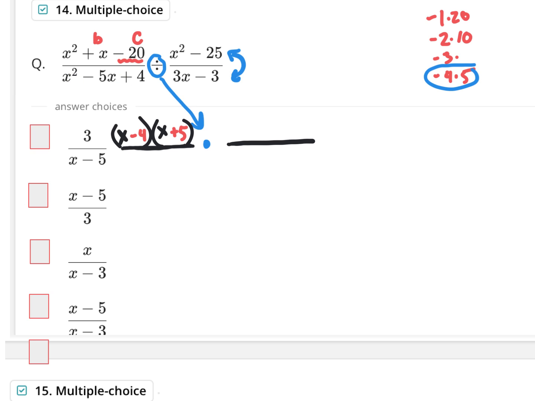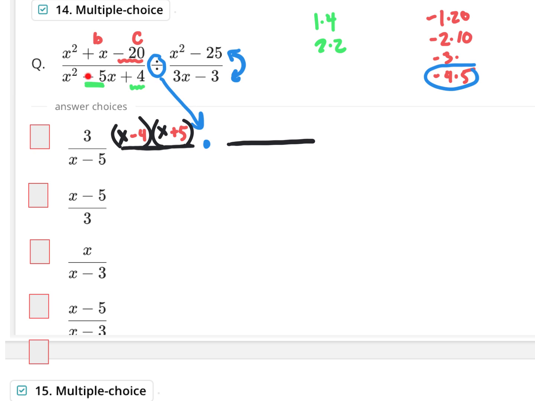What times what is your C value that if you combine together is your B value? So you might want to make a list. How could you get positive 4? 1 times 4 or 2 times 2? That's about it. Now, which pair of numbers combines together to give you the middle value, negative 5? Well, 2 plus 2 is 4, not negative 5. 1 plus 4 is 5, but it's not negative 5, but it is a 5 at least.